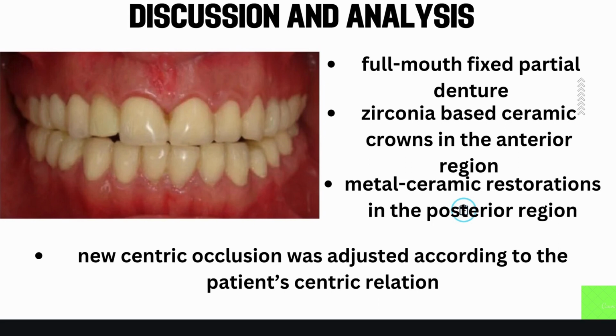Zirconia-based ceramic crowns were used for the anterior teeth, while metal ceramic restorations were placed on the posterior teeth. Zirconia-based all ceramic crowns were chosen for the anterior teeth to enhance the appearance by concealing underlying tooth discoloration and restoring the front area. The patient's proper bite position or centric occlusion was adjusted based on their reproducible jaw position or centric relation, ensuring that the posterior teeth received even and centered pressure when biting down.